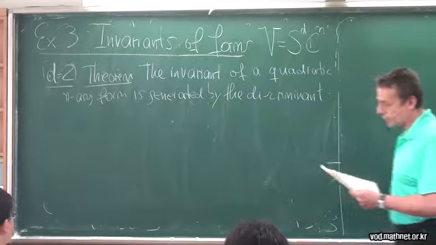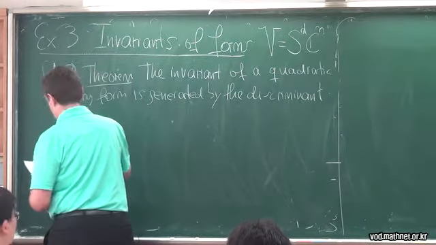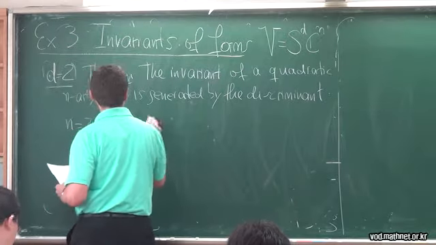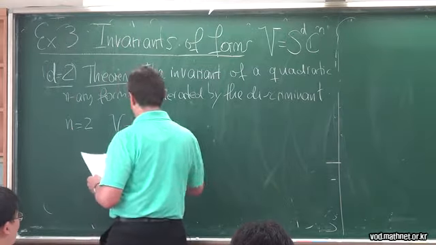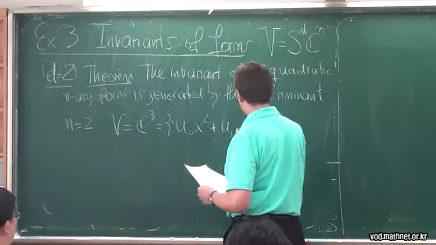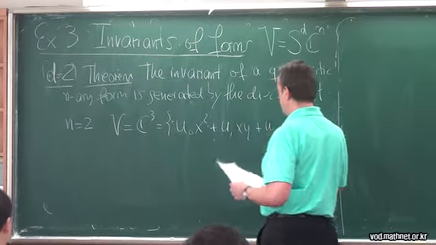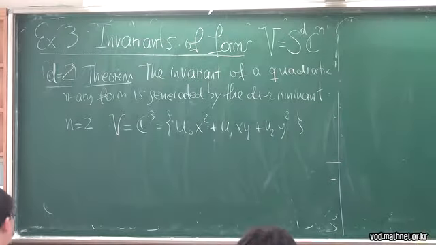Okay, so a quadratic form is given, let's do this example, n equals 2, right? So V is a three-dimensional vector space consisting of binary quadratic forms, which I write like this. So this is the three-dimensional vector space that comes with a distinguished basis, x squared, xy, y squared.